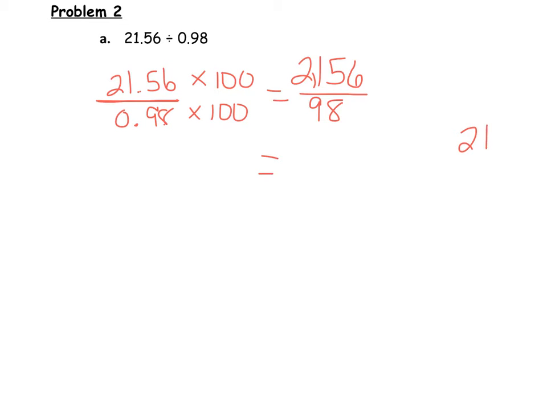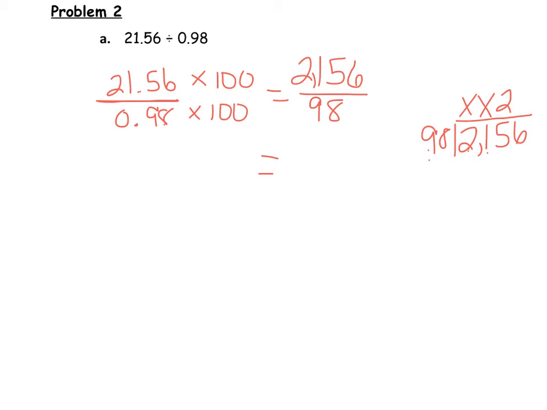So my dividend, 2,156, divided by my divisor of 98. Well, 98 can't go into 2. 2 divided by 98 can't do. 21 divided by 98 can't do. 98 is way too big. 215 divided by 98, definitely attainable. So I can fit 2 98s.